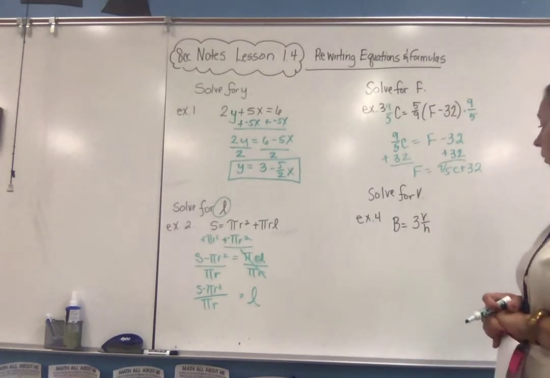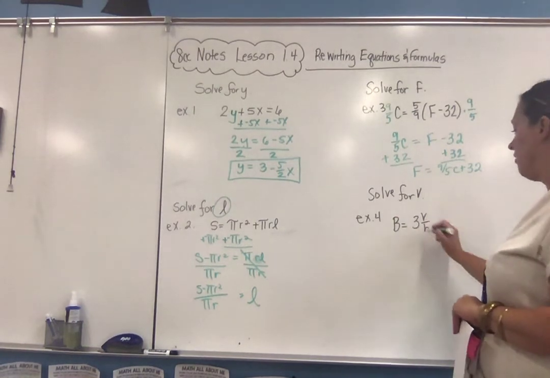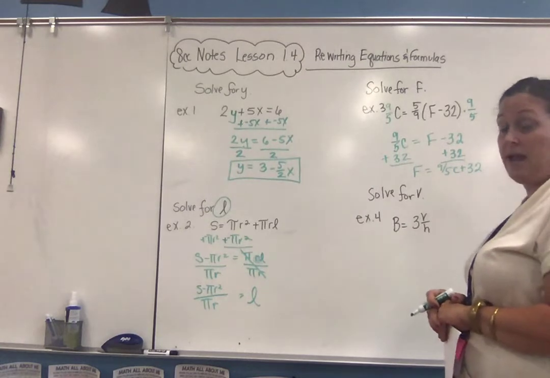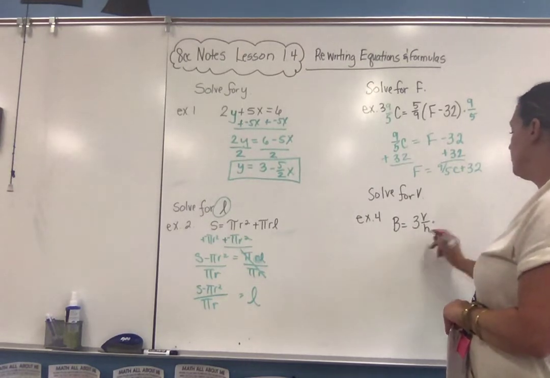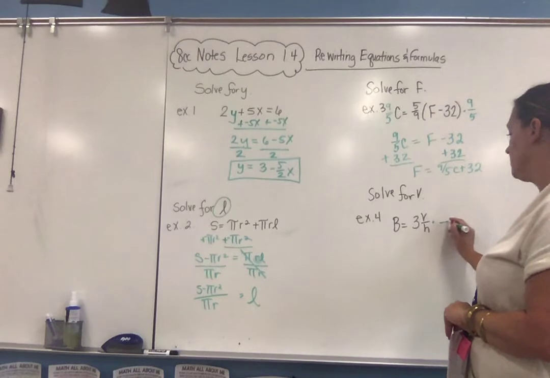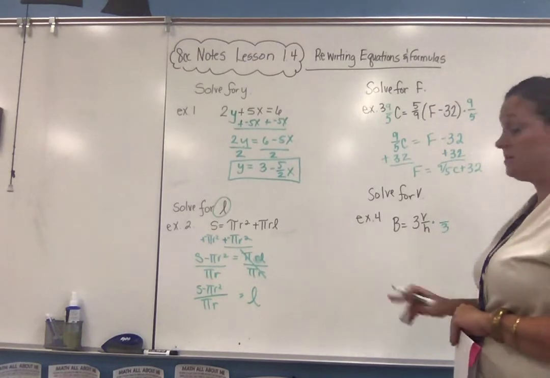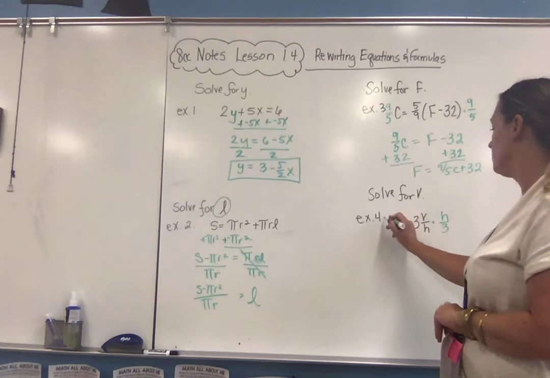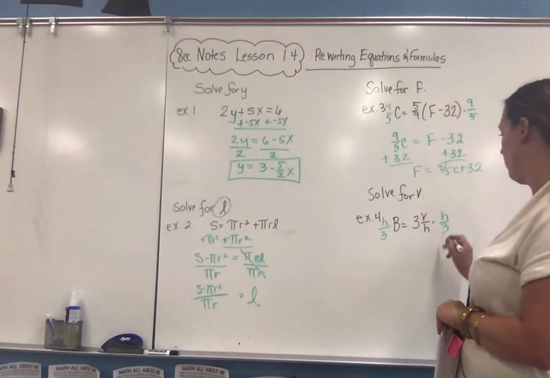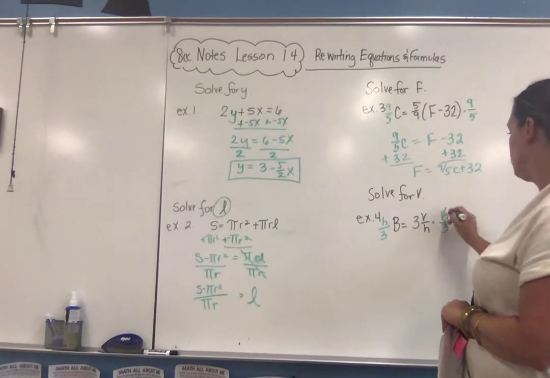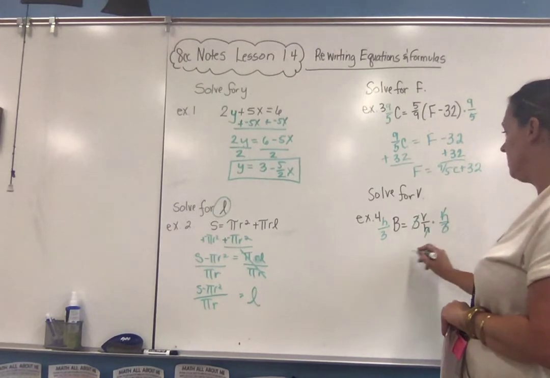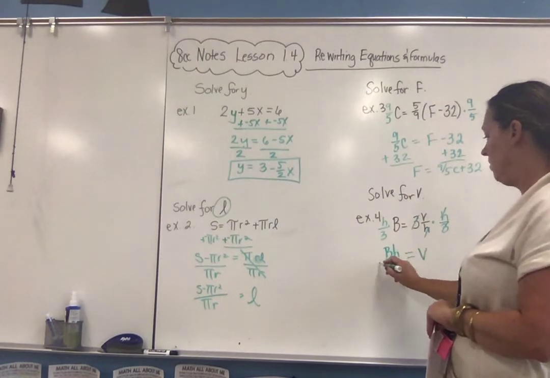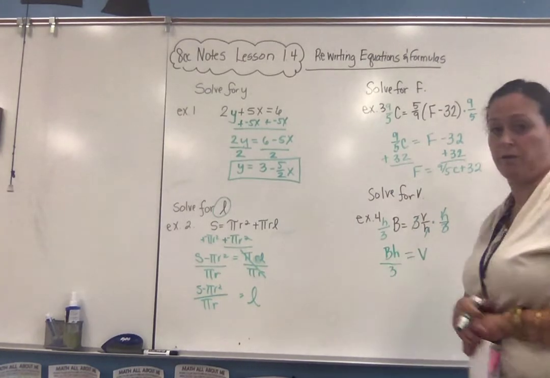For example 4, I need to solve for v. So v is being multiplied by 3 and divided by h. The opposite of multiplying by 3 is dividing by 3. The opposite of dividing by h is multiplying by h. So I can multiply both sides by h over 3, which means those cancel and those cancel, leaving me v on one side. So v equals b times h over 3.